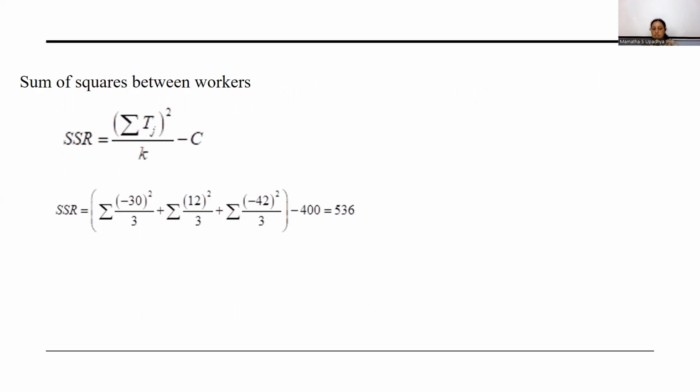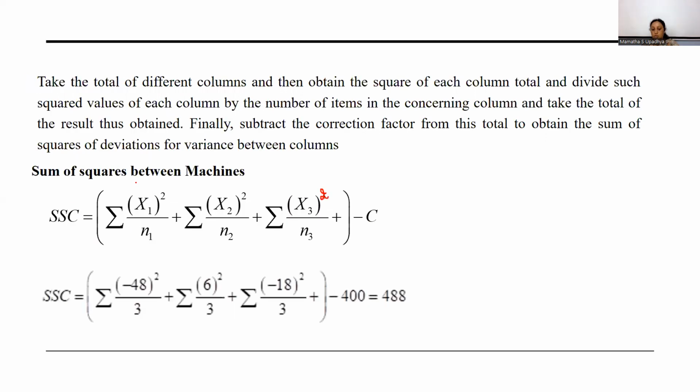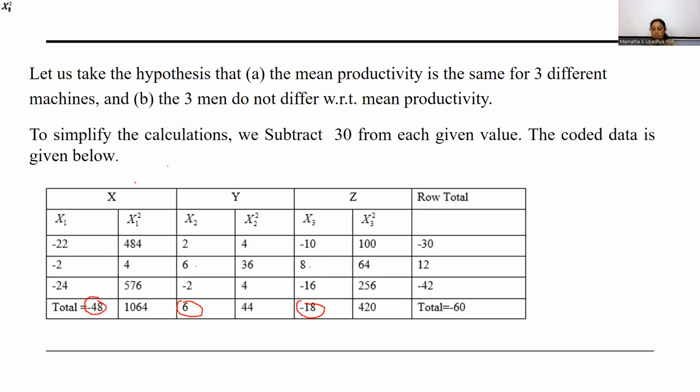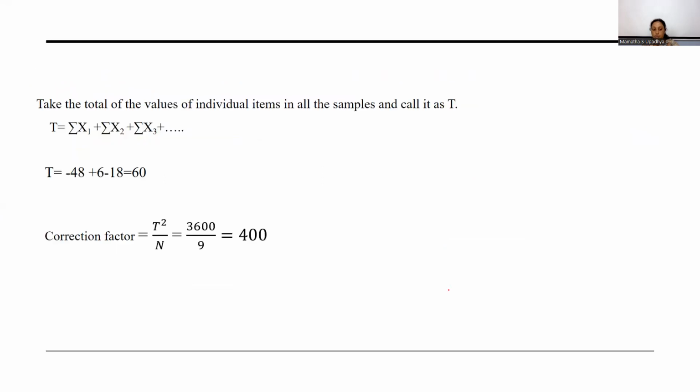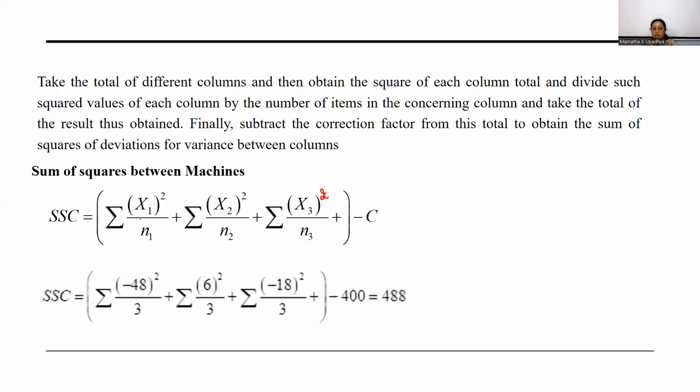Now what is this TJ? TJ is the sum for each row total. We have already done this in the table, right? So, the row total for the first row is minus 30, for the second row is 12, and for the third row is minus 42. So substituting that, we have x1 as minus 48, so minus 48 square, and x2 we saw is 6 and x3 value is minus 18.